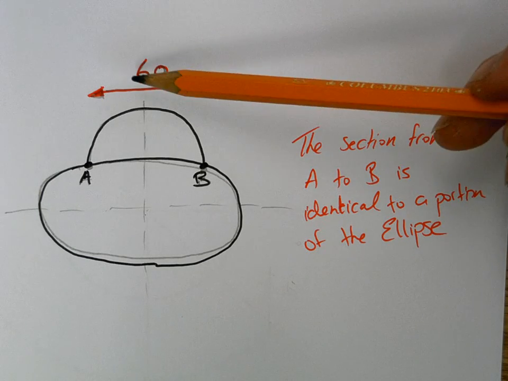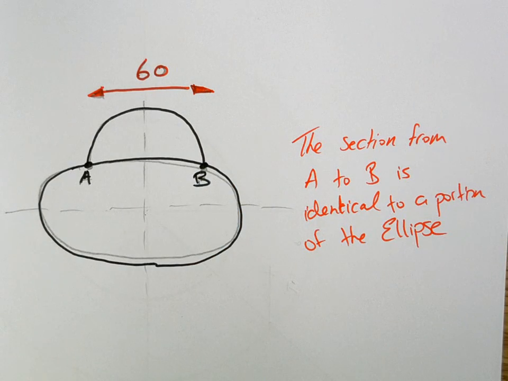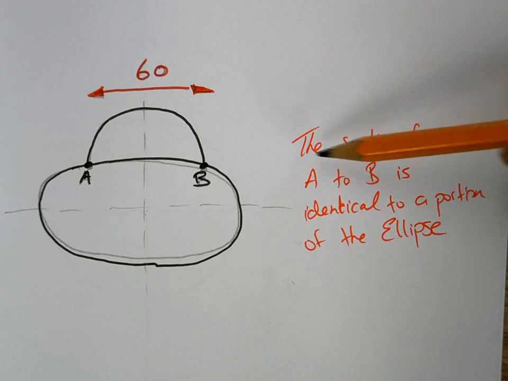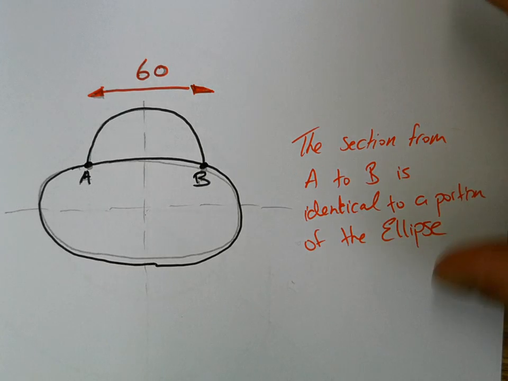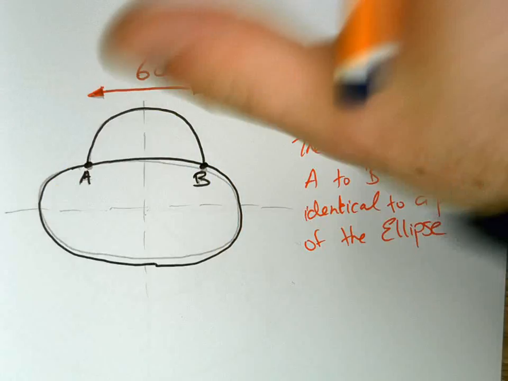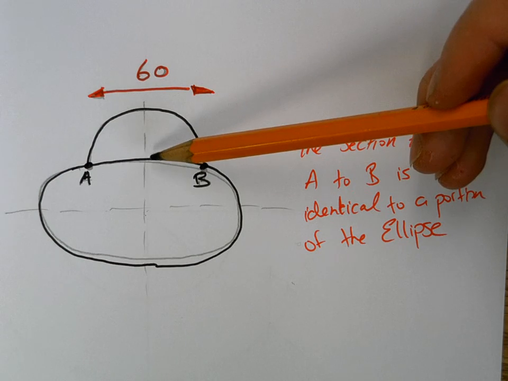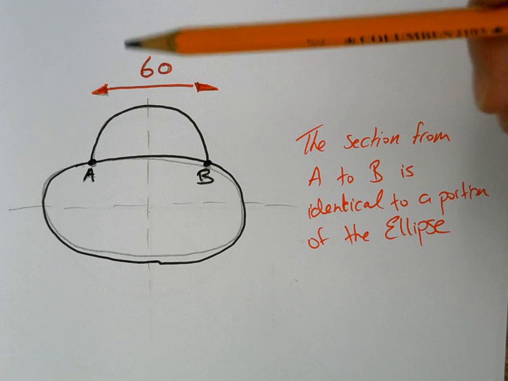We're given a distance between them of 60, and you can see we have this curve that we have to create off our ellipse. Okay? So the way I've set up the question is that section from A to B is identical to a portion of the ellipse. So what you do is you obviously have your ellipse drawn first. What I would hope is that you would be able to imagine what part of the ellipse am I actually replicating here.